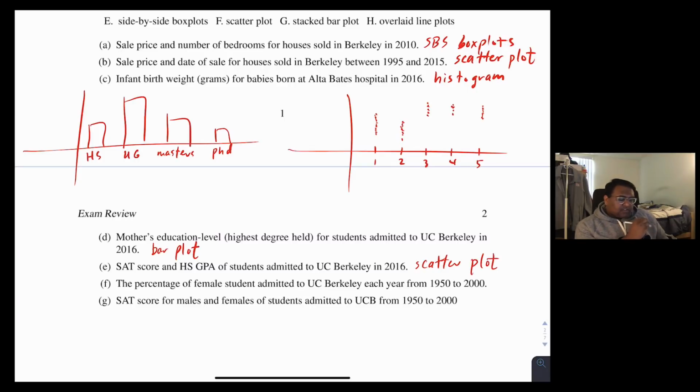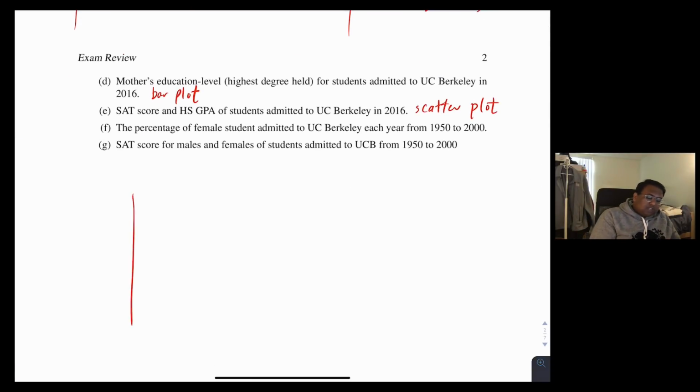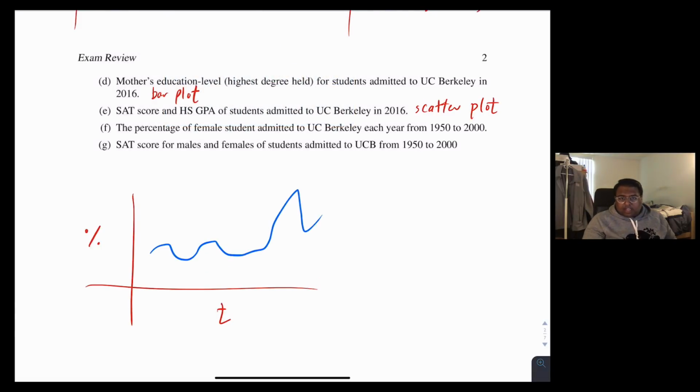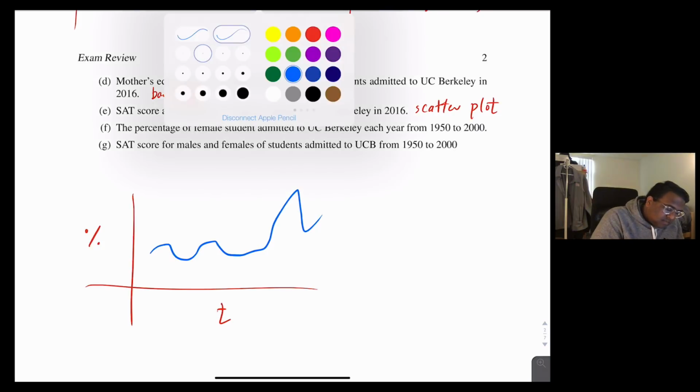F, the percentage of female students admitted to Berkeley each year from 1950 to 2000. So this one, it makes sense to use a line plot. Okay, so our x-axis could be time, and our y-axis could be percentage, and then we could have something that looks like, I don't know what the numbers look like, but something like that. Okay, there, it would make sense to use a line plot, because for each year, we just have one number. Okay, for each year, we have the percentage. So a line plot in this case probably makes the most sense.